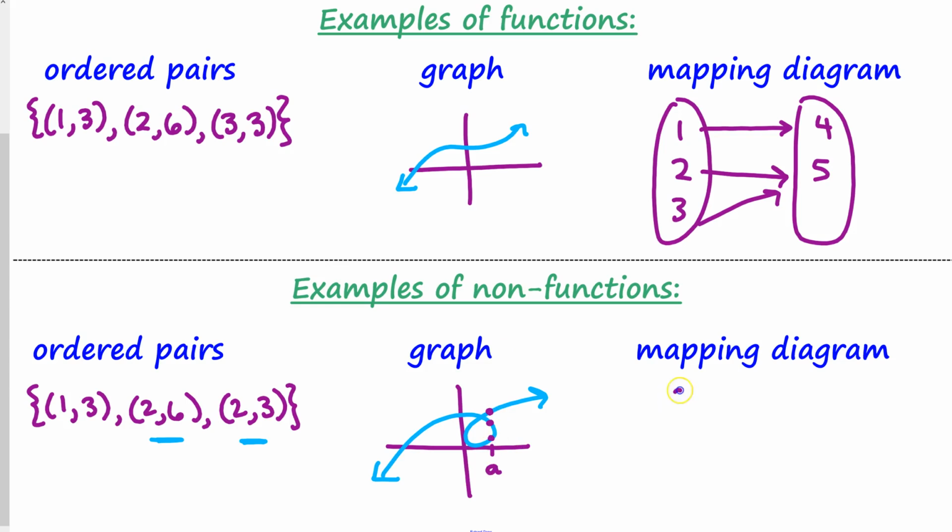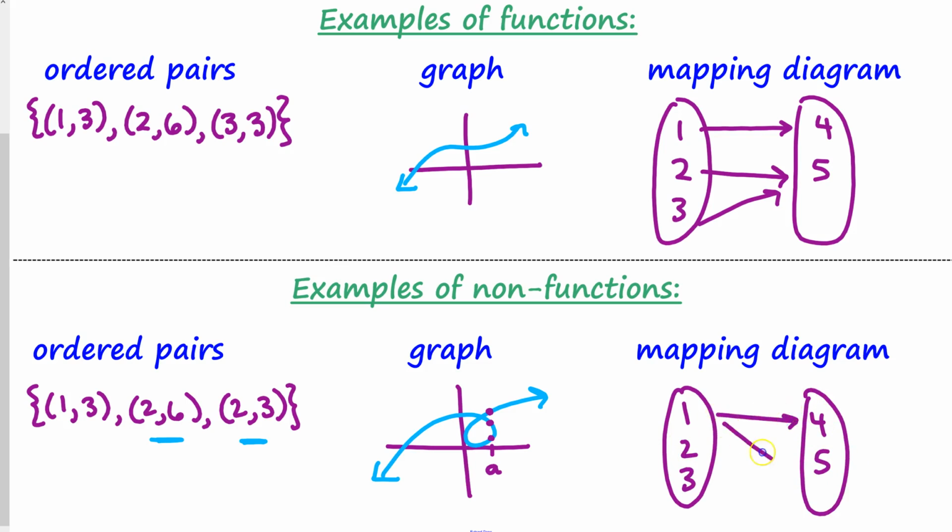And then for a mapping diagram, let's say we had 1, 2, 3, and we had 4, 5, and we had the points (1, 4), (1, 5), (2, 5), and (3, 5). Well, notice 2 arrows coming from the 1, so that means 1 has 2 outputs, so that is not a function.